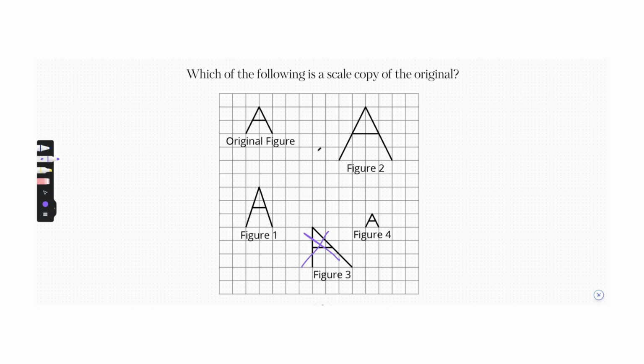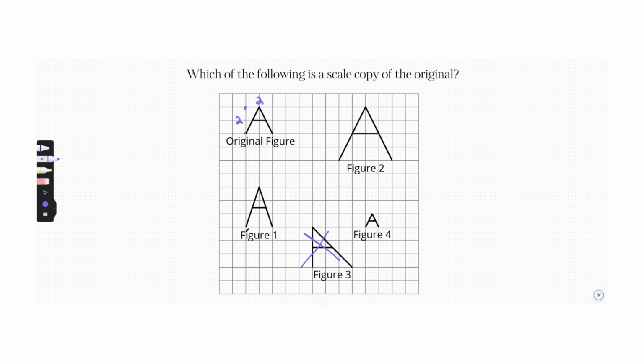So first thing we have to do is measure the dimensions of the original. So notice that the height is 1 and 2. So from here to here, it's 2. And the width is also 1 and 2. So the height and width are 2 and 2.